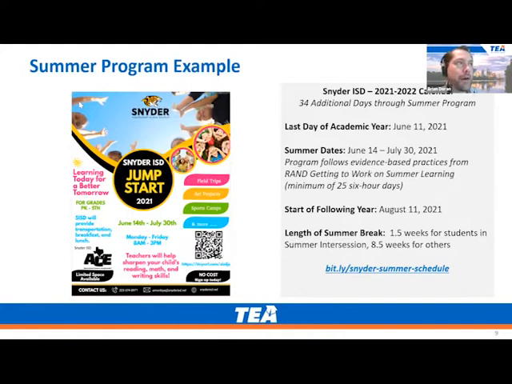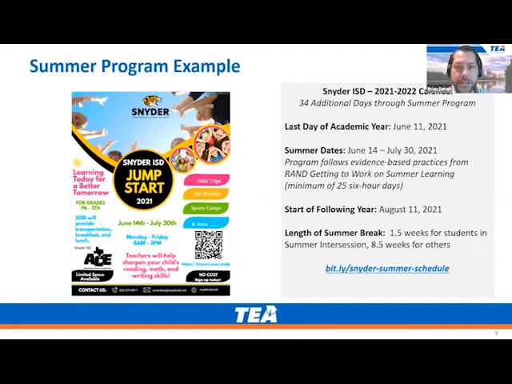And this is really based off of evidence-based practices from research. RAND did a study that indicated in order to not see summer slide over the course of a summer, those students need to experience at least a minimum of 25 academic days. And those days need to be 6 hours with 3 hours dedicated to math and reading. So they are implementing an evidence-based program. They're going well beyond the minimum 25 days with 34 total. And then they are starting the following school year on August 11th.